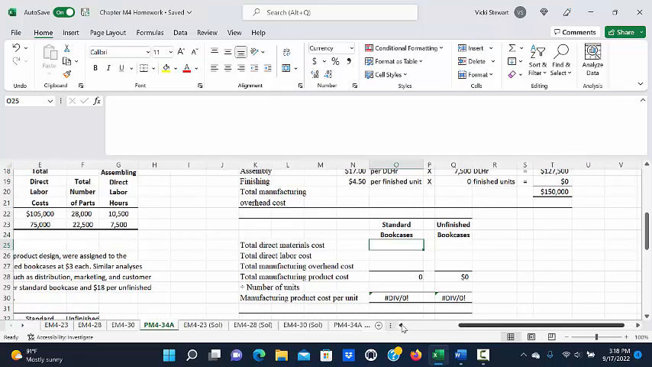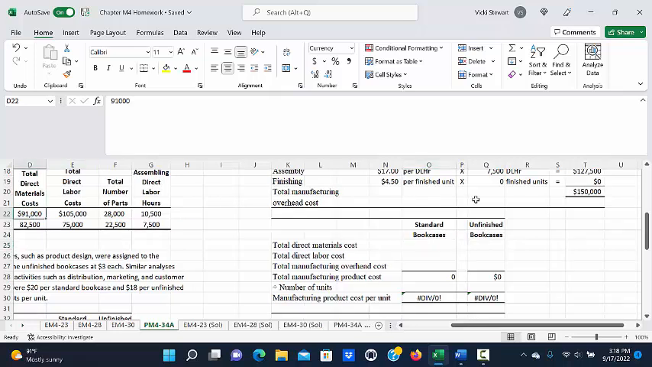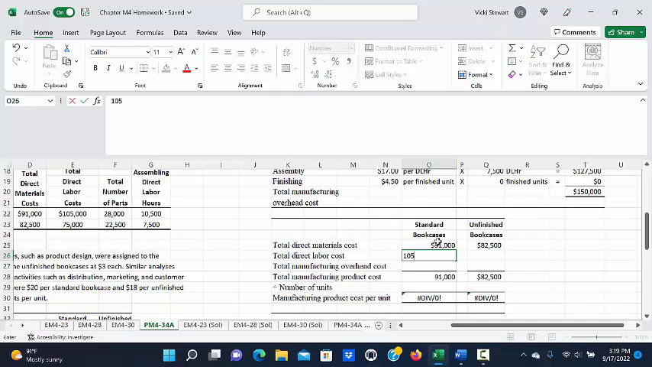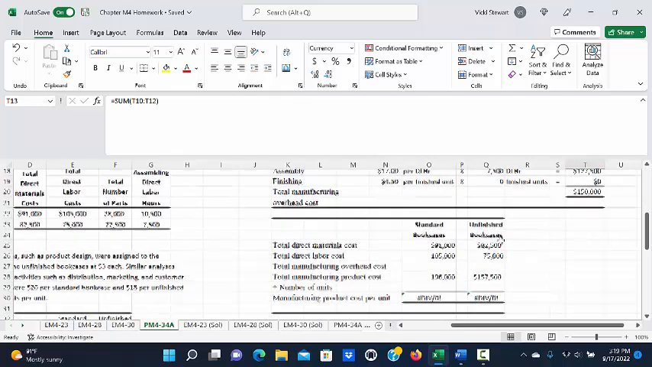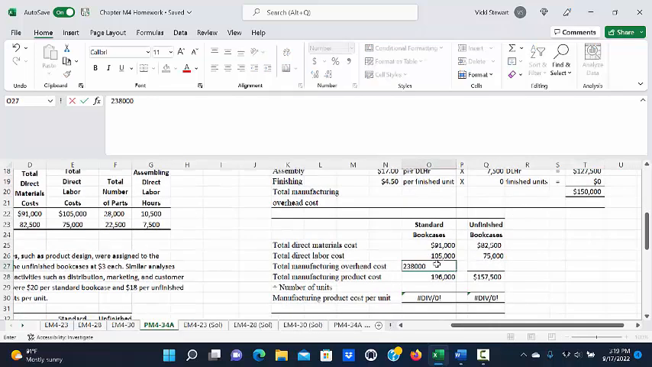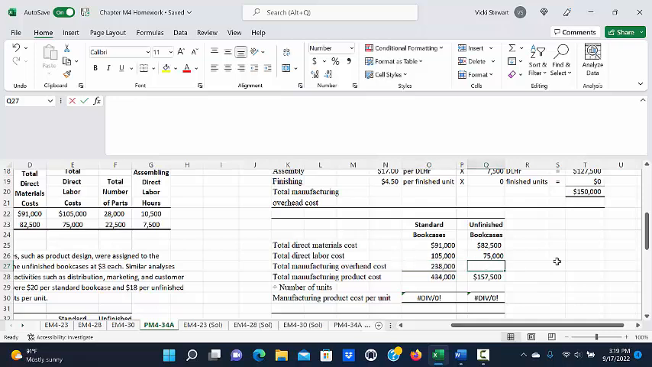So we go back over to our table and we see that we had $91,000 in direct materials costs for the standard bookcases, and we had $82,500 in material costs for the unfinished bookcases. Our total direct labor cost for the standard bookcases was $105,000, and it was $75,000 for the unfinished bookcases. And then we'll go back up and get our manufacturing overhead cost, which was $238,000 for the standard bookcases and $150,000 for the unfinished bookcases.